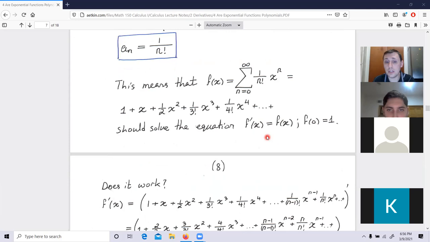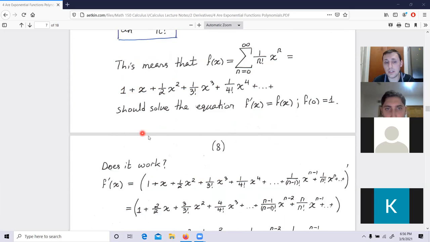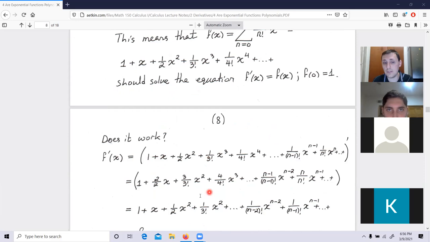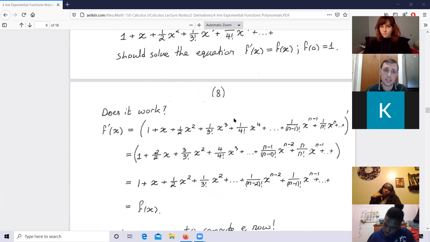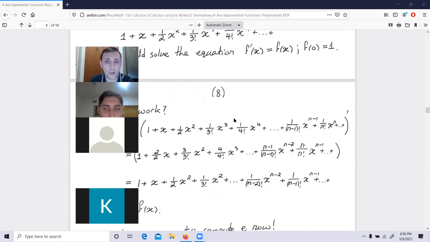Does it work? Well, obviously, if I plug 0, it will be 1. If I plug 0, only 1 survives here, right? So f of 0 is 1. Now, if I take the derivative, here is just a calculation. Take the derivative, you get the original function. Yes, it does work. Of course, we made it work, right? This infinite polynomial, when you take its derivative, looks the same way. Doesn't change, okay?